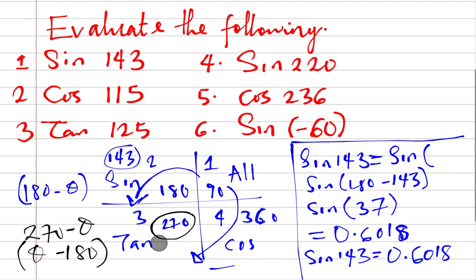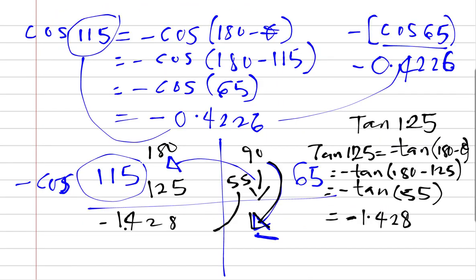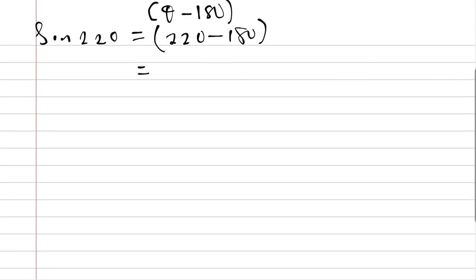In your third quadrant, only tan is positive, every other value is negative. So that means our answer here is minus sine. Then 220 minus 180 will give us 40. And if you multiply by minus sine 40, you will get minus 0.6428. You can see that now.